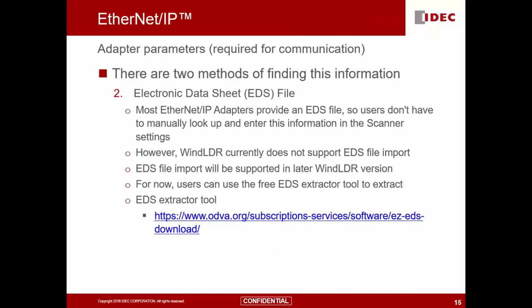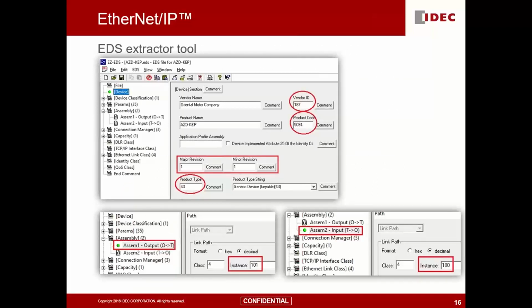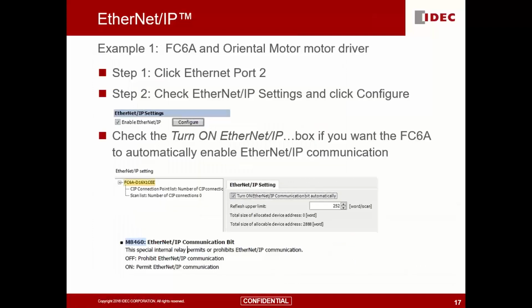Once you have that tool, you don't actually have to install it. It's a self-running file. With this tool and the EDS file from Oriental Motor, I just open it and can find out the vendor ID number, the product code, the major and minor revision, the product type, and some of these parameters. These parameters are necessary for us to configure it in WinLadder. The next step is I'm going to show you how to do this in WinLadder.